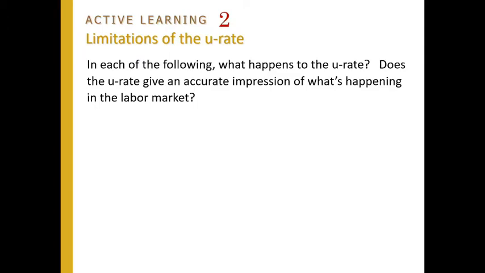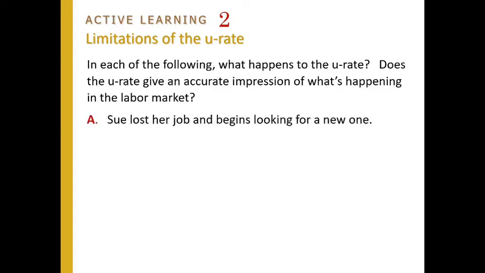To understand the limitations of the unemployment rate, let's take a look at these situations. In each of the following, what happens to the unemployment rate? Sue lost her job and begins looking for a new one. Since Sue currently doesn't have a job and she is actively looking for a job, she is unemployed, and therefore the unemployment rate increases.